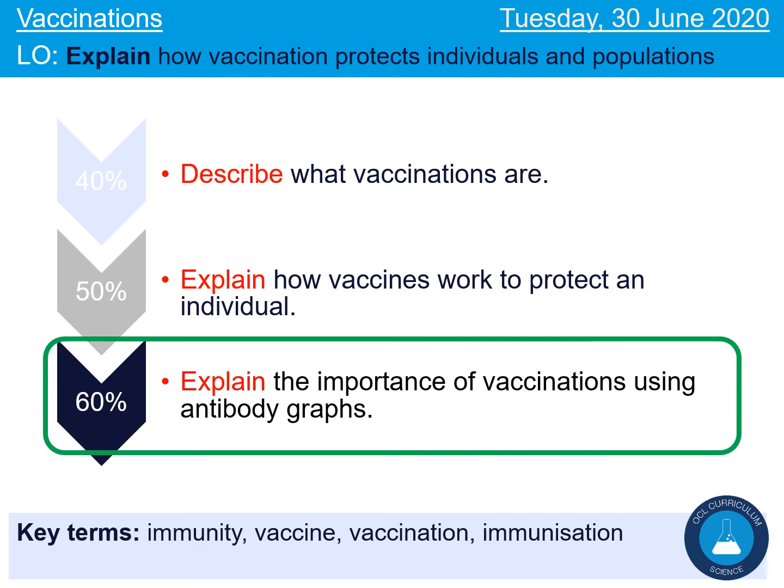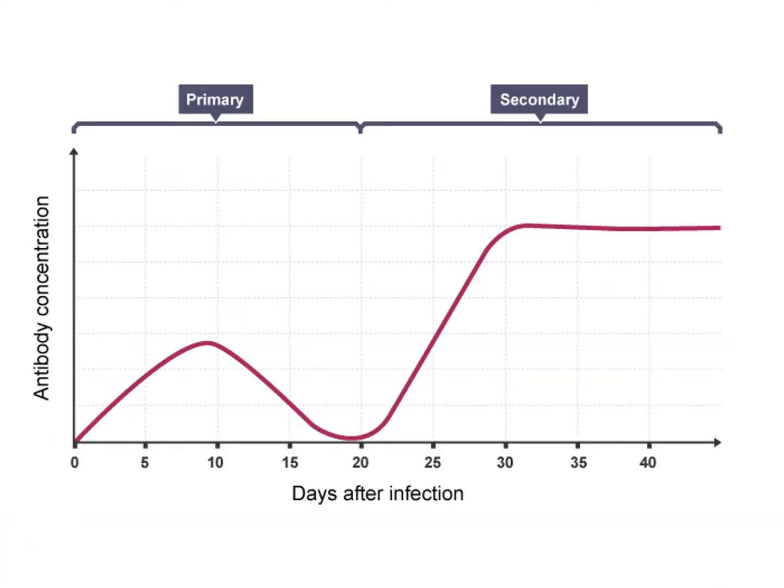We are now going to look at our third learning objective, which is explaining the importance of vaccinations using antibody graphs. During primary infection, your antibodies, which are specific to that antigen, slowly increase. The number of these antibodies peak at around 10 days. You can see this on the graph.